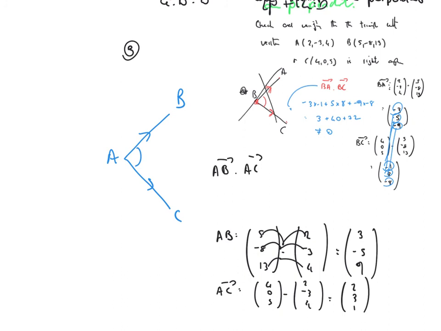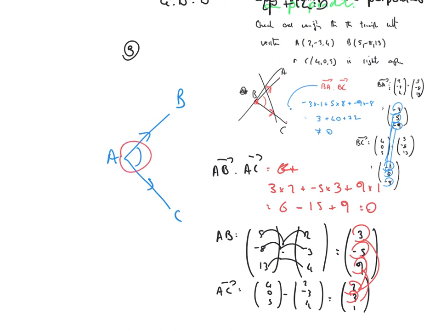Okay, so let's try the scalar product this time. So it's going to be 3 times 2 plus minus 5 times 3 plus 9 times 1. Okay, that's 6 minus 15 plus 9, which is equal to 0. Therefore, that must be perpendicular, so there is a right angle. So therefore right angle at a. Final answer.